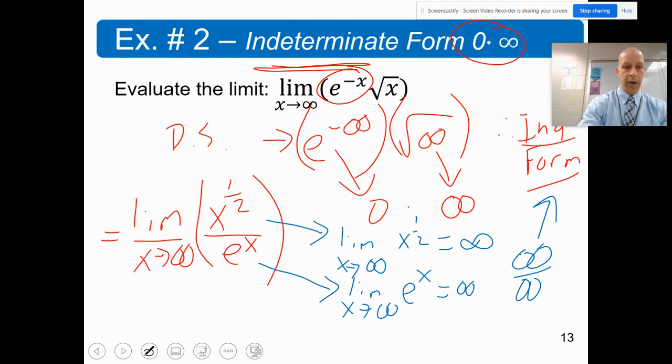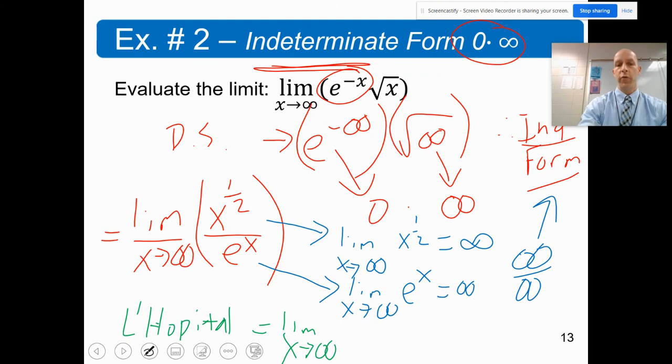And so I'll do that in green. So we're going to go to L'Hopital. By the way, you'll hear my former students referring to this as going to the hospital. So we're going to do L'Hopital's rule, which is going to give us the limit as x goes to infinity. We have to do the derivative of the numerator. The derivative of x to the 1/2 would be 1/2 x to the negative 1/2, divided by the derivative of e to the x, which is e to the x. So I did the derivative of the top function divided by the derivative of the bottom function.